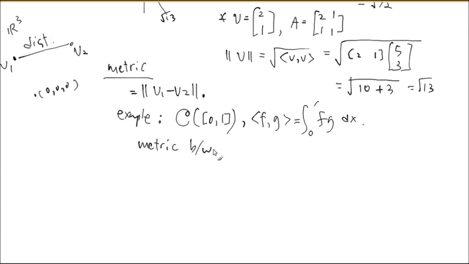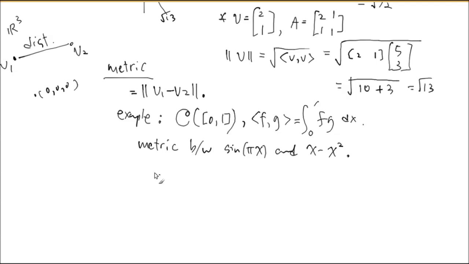Now we're talking about the metric between two functions: sine pi x, and x minus x squared. Sine pi x is one function in an abstract vector space. X minus x squared is another function, right? We're talking about the distance between these two functions, which, the correct term is, metric.